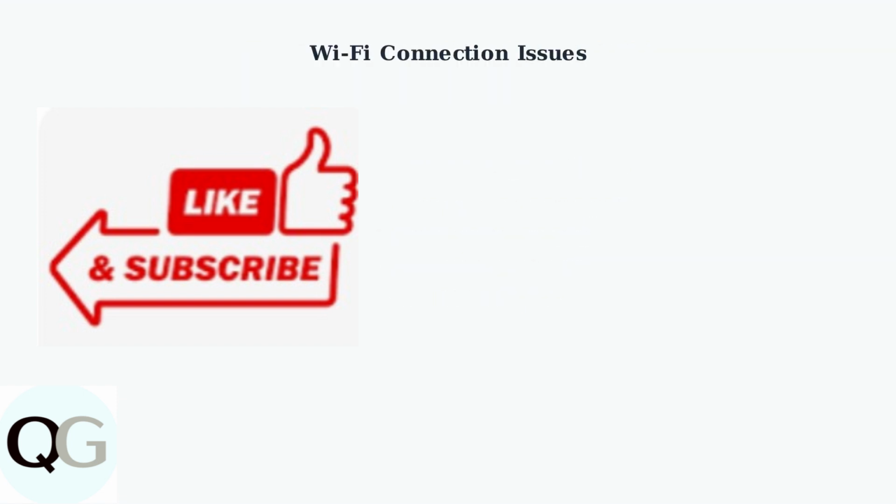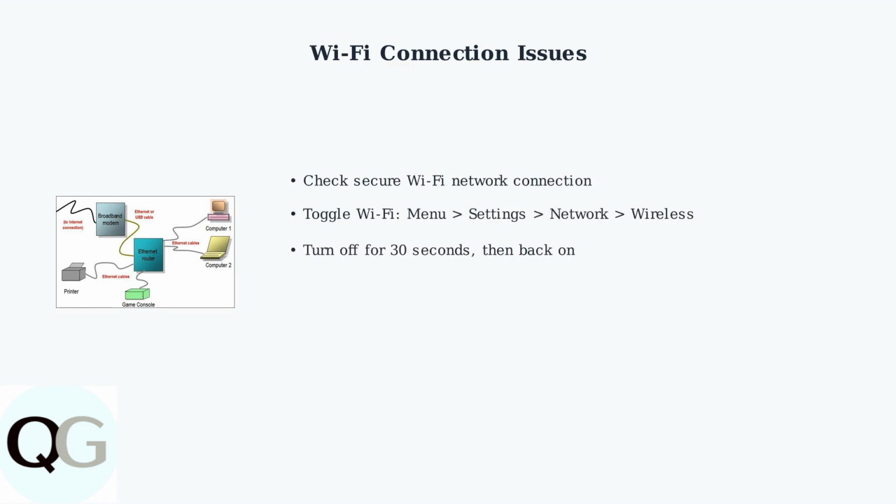For Wi-Fi connection problems, start by ensuring your thermostat is connected to a secure network. Try toggling the Wi-Fi off and on through the Settings menu. Go to Menu, Settings, Network, then Wireless, and turn it off for 30 seconds before turning it back on. Also, verify your Wi-Fi password by forgetting the network on your mobile device and reconnecting. If the thermostat connects to Wi-Fi but not to your Trane home account, try power cycling your modem and router.